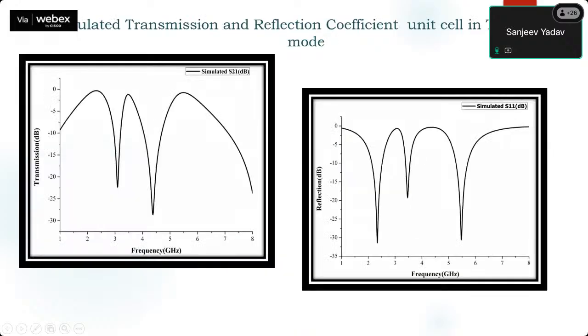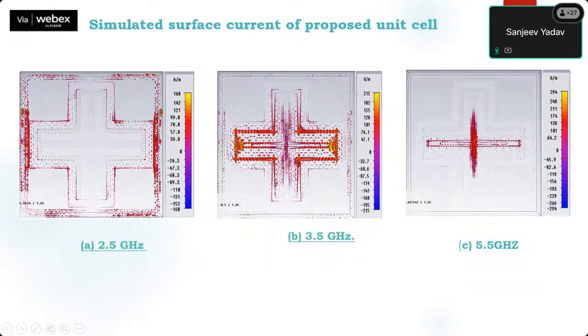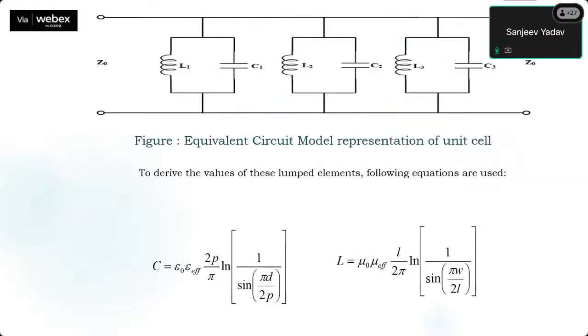Here you can see some of the simulated results, 1, 2, and 3. These are the three frequencies: 2.5, 3.5, and 5.5 gigahertz. These are the frequencies which are being transmitted for the TE mode as well as for the TM mode. Here you can see that from the outer part we are getting the 2.5 gigahertz, from a little bit in the middle part we are getting the 3.5, and from the center one, that is the plus shape, we are getting the 5.5 gigahertz frequency.